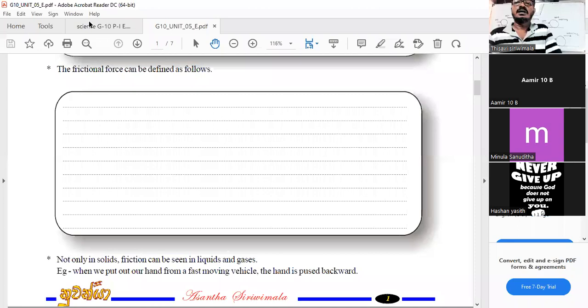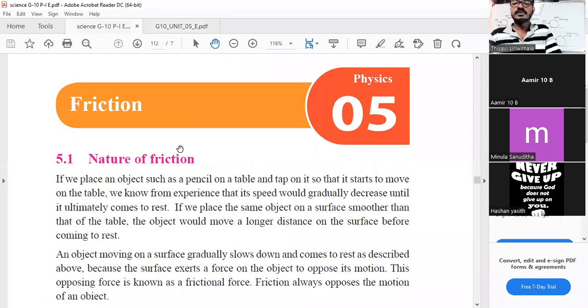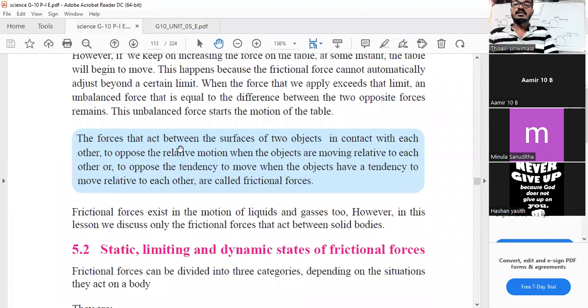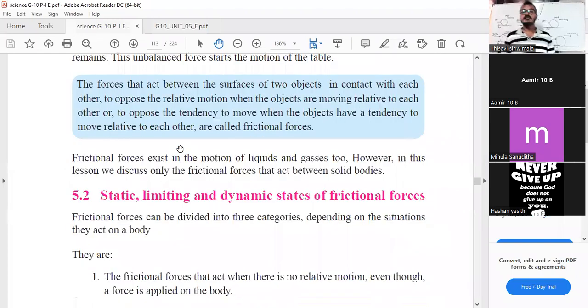Then there is a definition for the friction. Actually, it is kind of a big definition. We'll try to understand it. Ready? The forces that act between the surfaces of two objects in contact with each other to oppose the relative motion when the objects are moving relative to each other, or to oppose the tendency to move when the objects have a tendency to move relative to each other are called frictional forces.